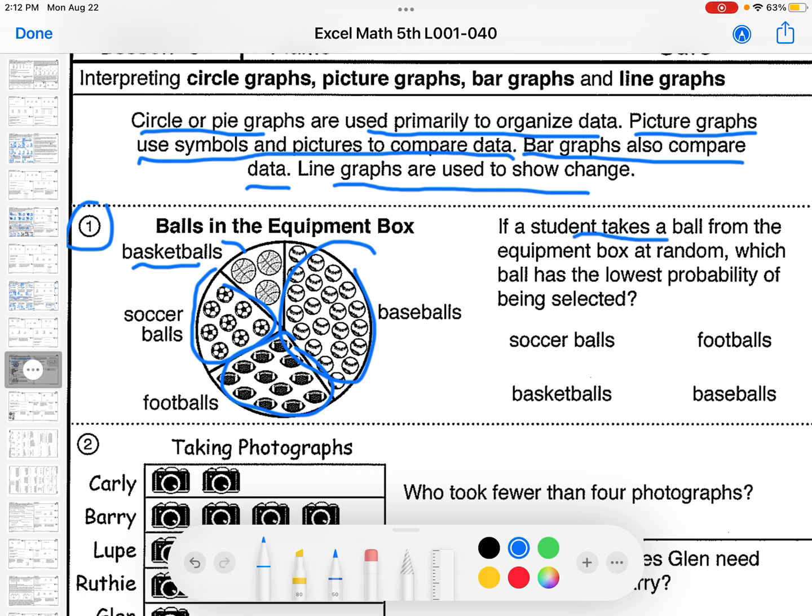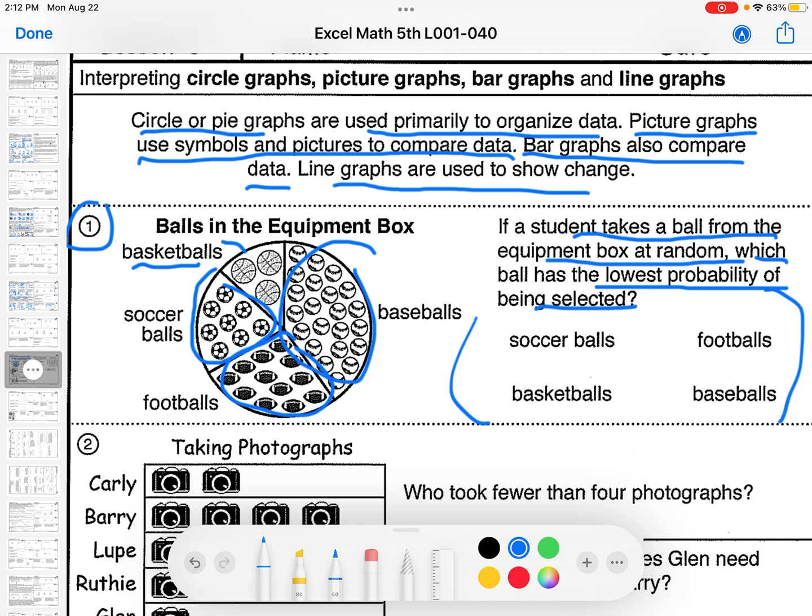If a student takes a ball from the equipment box at random, that means they just go over and just grab one. They don't even pay attention to which one they're picking. Which ball has the lowest probability of being selected? Which one has the lowest, what's the lowest chance? Pause the video and circle one of these 4 right here.